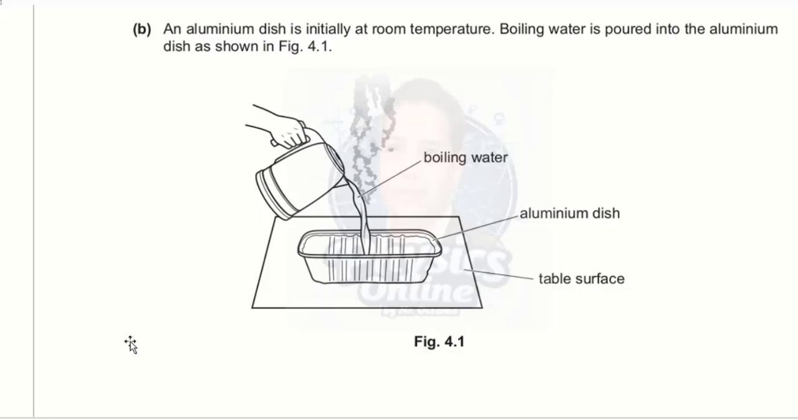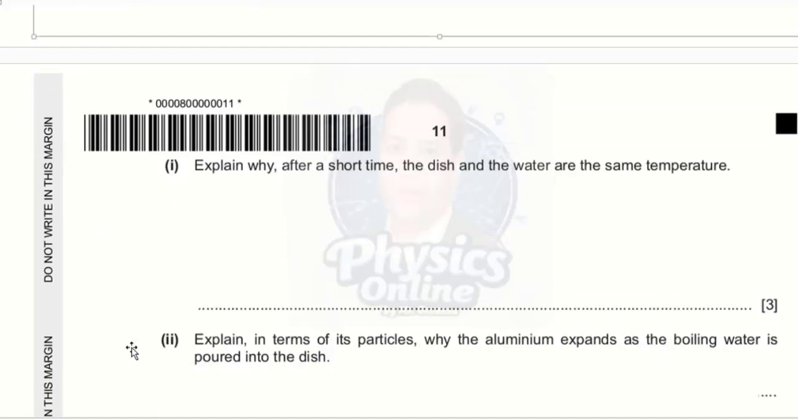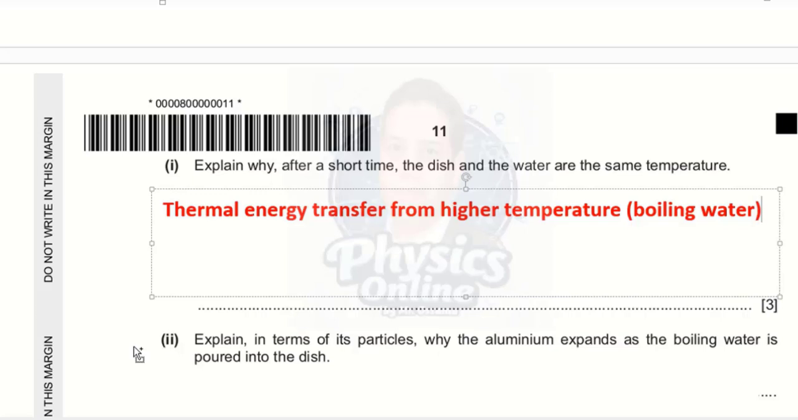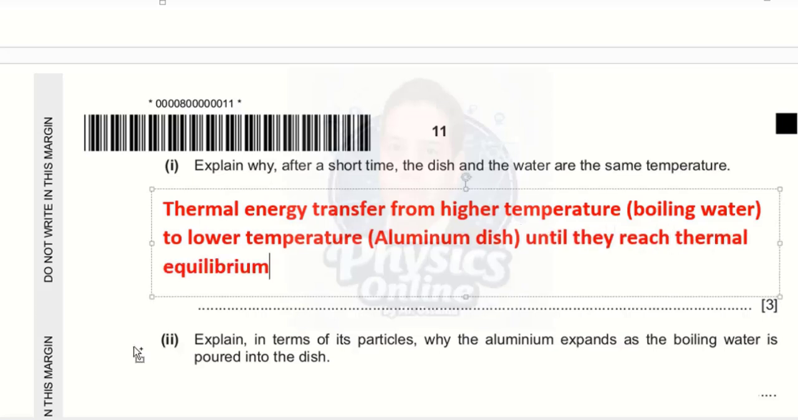An aluminum dish is initially at room temperature. Boiling water is poured into the aluminum dish, as shown in figure 4.1. Explain why after a short time the dish and the water are at the same temperature. Thermal energy transfers from the higher temperature, which is the boiling water, to the lower temperature, which is the aluminum dish, until they reach thermal equilibrium and are at the same temperature.